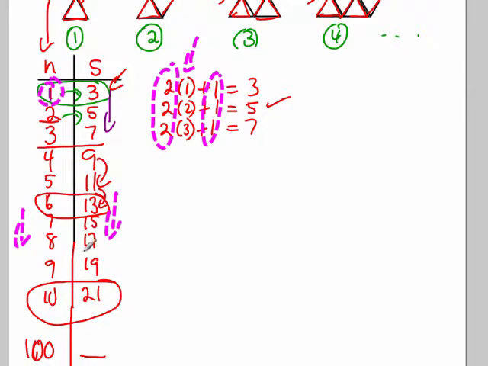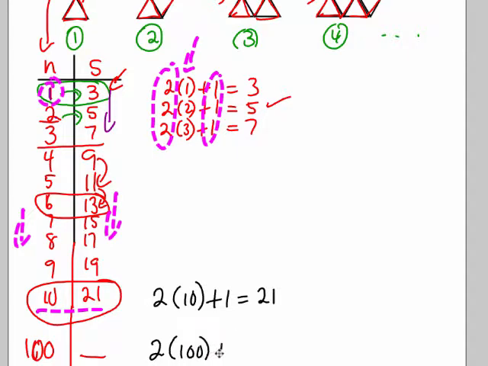So if I come down here to 10, let's just try it out. That should be 2 times 10, which is 20, add 1. Sure enough, that gives me 21. If I have 100, that'd be 2 times 100 plus 1, which would be 201.